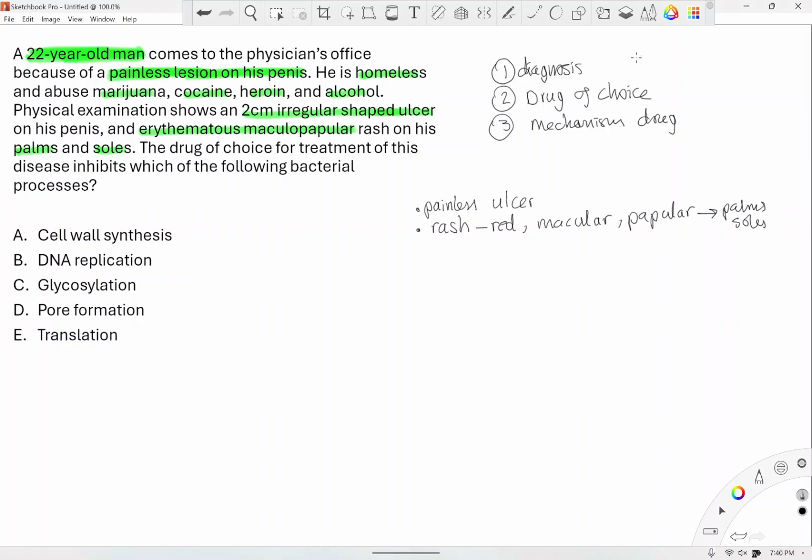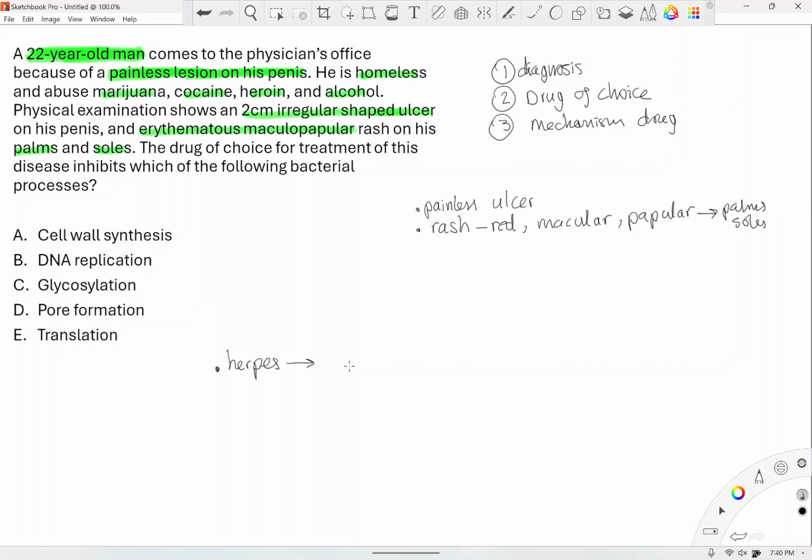Okay, so let me do this. We already know this patient has painless ulcer, rash, and so forth, but how do we know which one it is? Because there are so many genital lesions. Let me just write down those first to see which one it qualifies for. There is herpes. It's not herpes because herpes is painful lesions. I'm not going to write it down, it takes too much time, so I'll quickly tell you. You guys can write it down and listen. Herpes causes genital lesions that are painful.